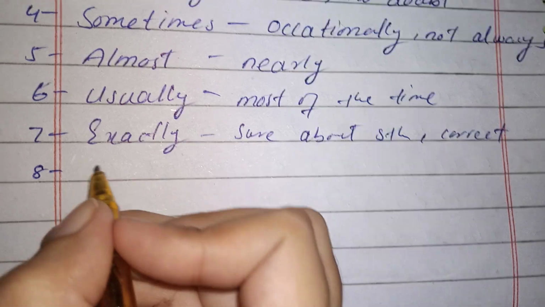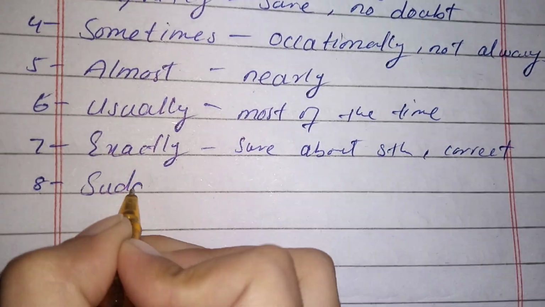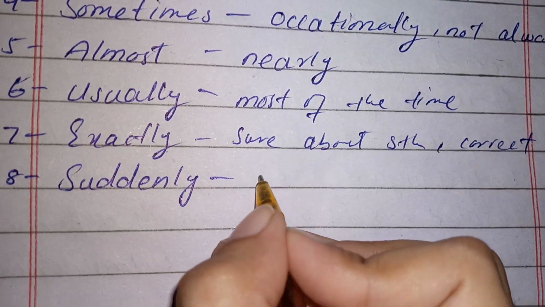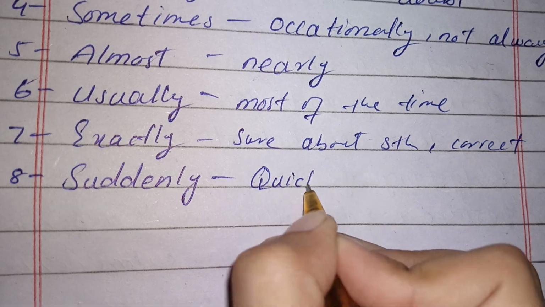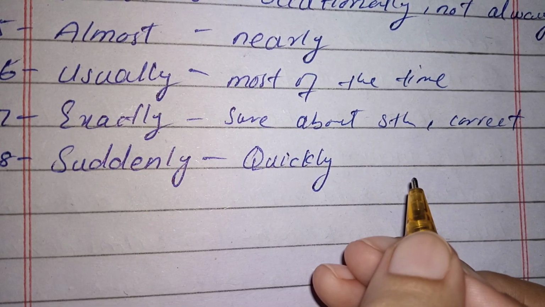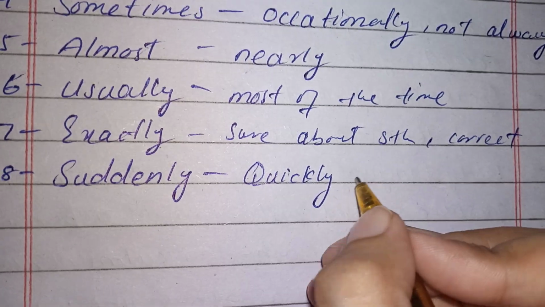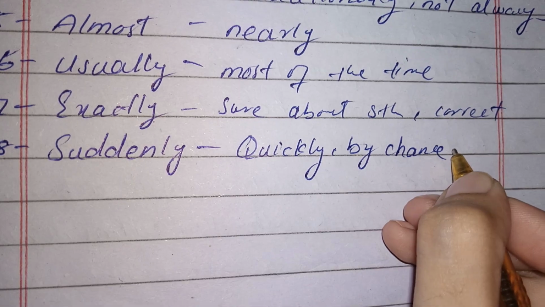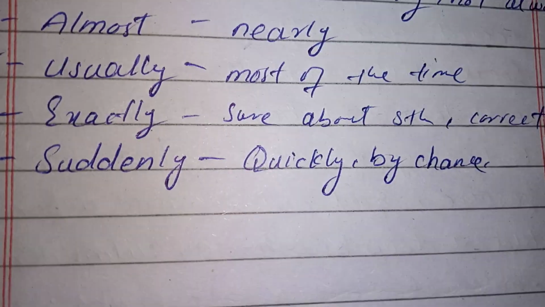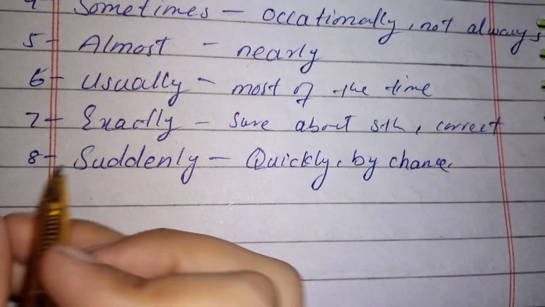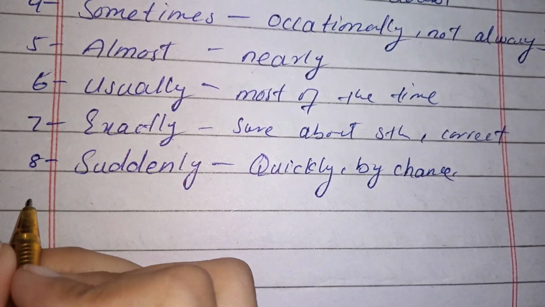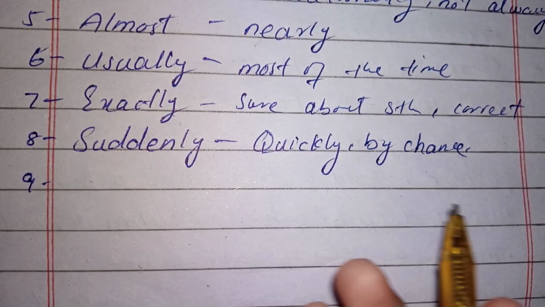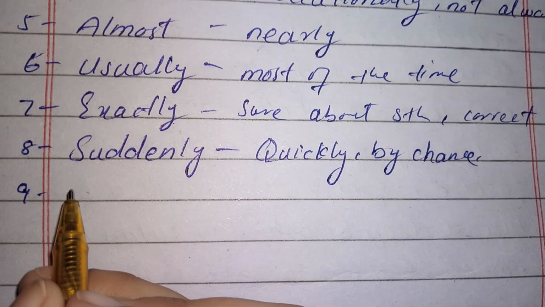And the eighth word is certainly. Certainly means quickly, or we can say by chance, or unexpectedly. Okay, the teacher came in the class suddenly. Students were not expecting the teacher in the class, but he just came in the class, entered the class suddenly.